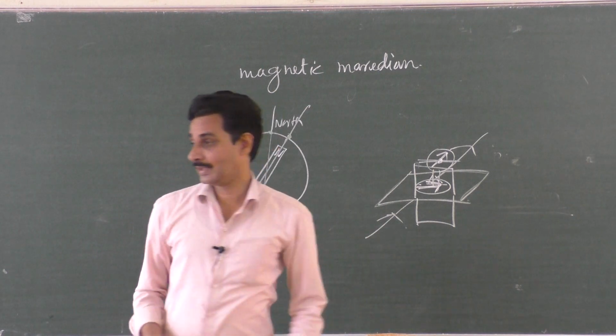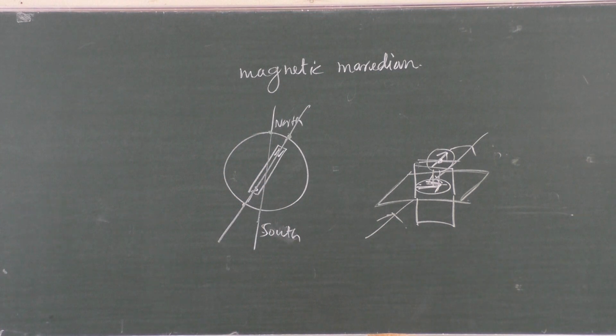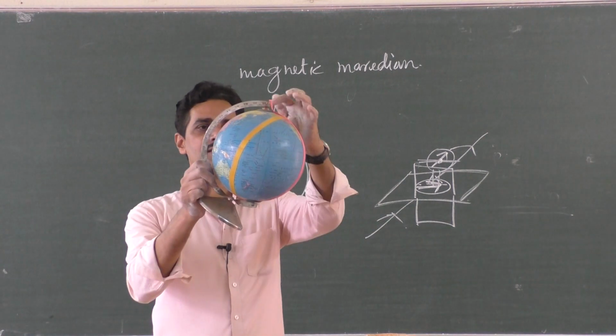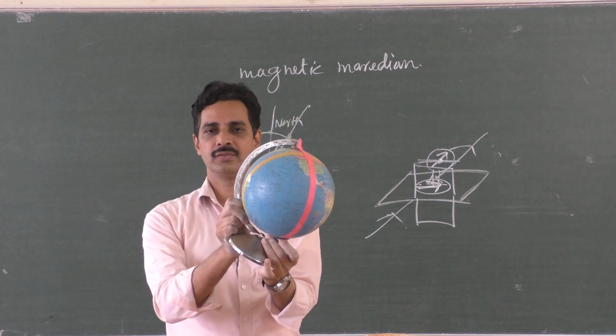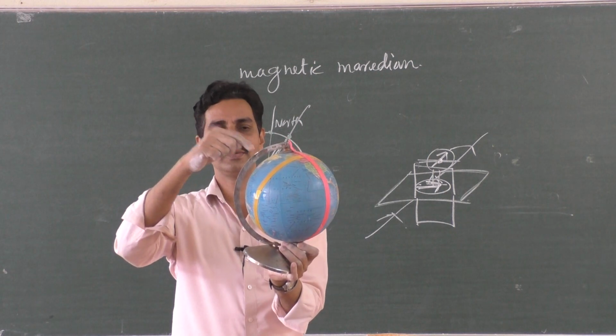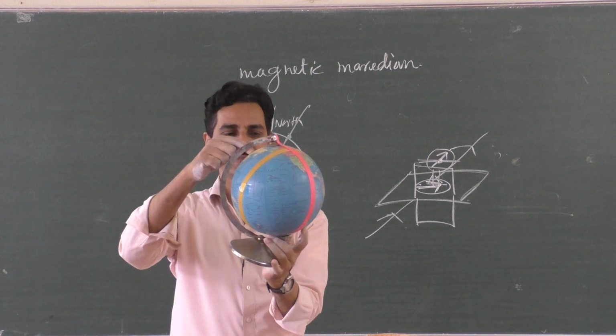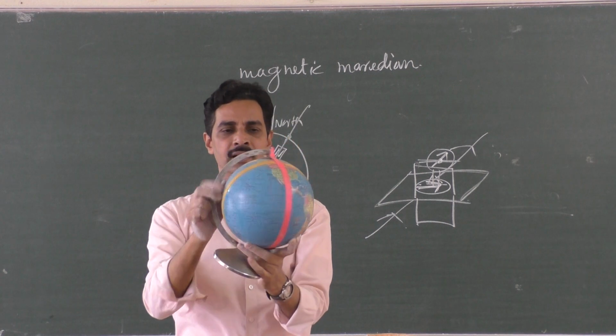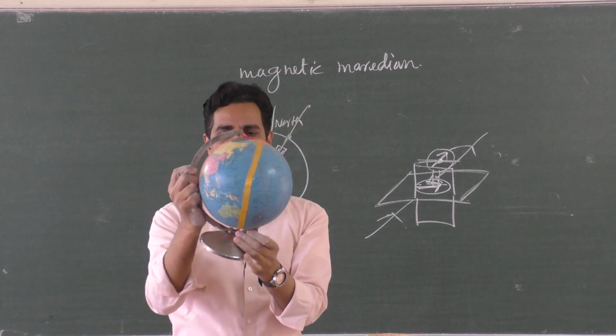Now, if you take the earth like this, this is geographic north and geographic south. The magnetic north and south may be at different places. It may be like this. Magnetic north and south, they are different. Now this is geographic north and geographic south. Okay.